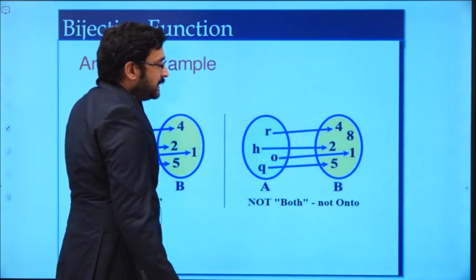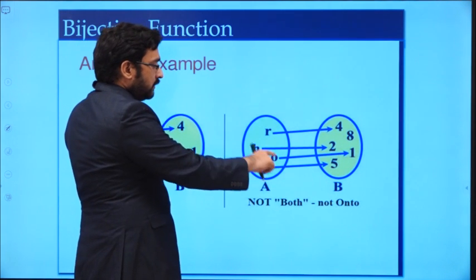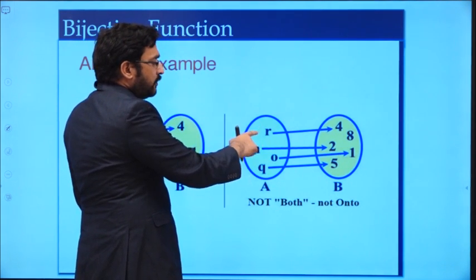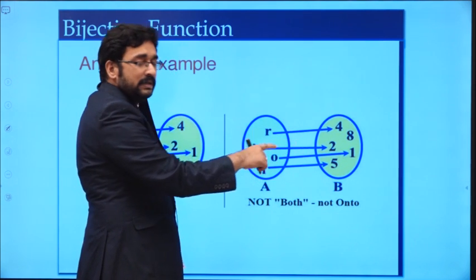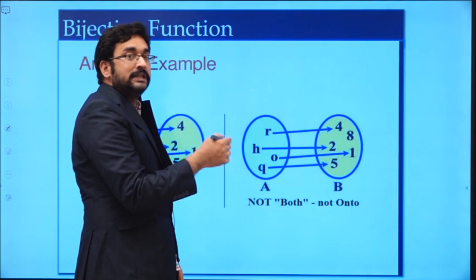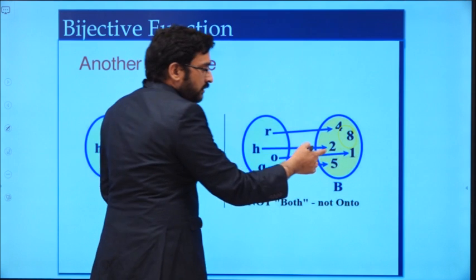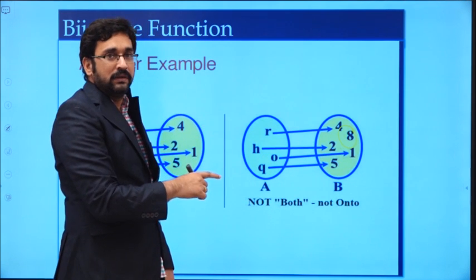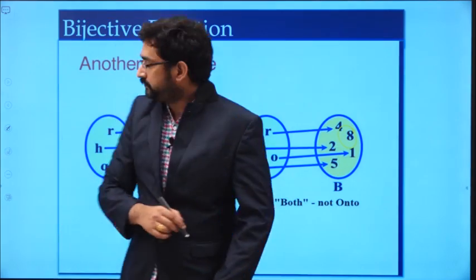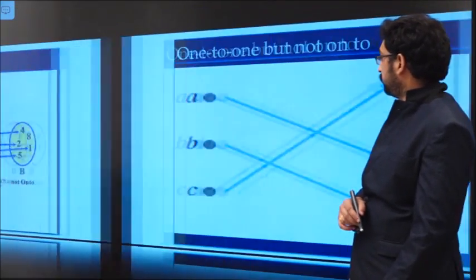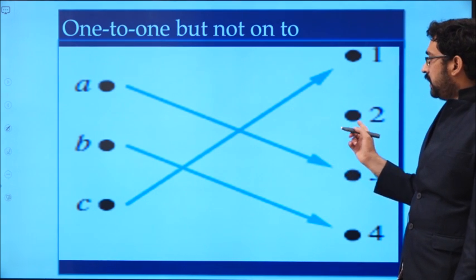If you observe this, this is not bijective because it is 1-1. As distinct elements of the domain are mapped to different elements of the codomain, it is 1-1. But this is not onto because element 8 in the codomain does not have a mapping. That's why this is not onto. So, this is an example of 1-to-1 but not onto.